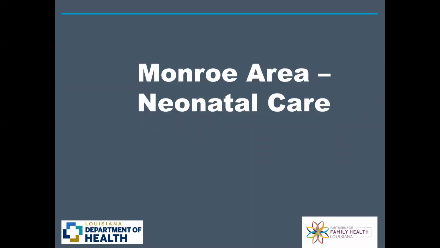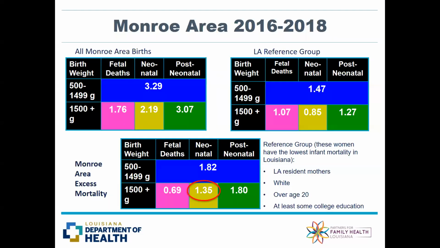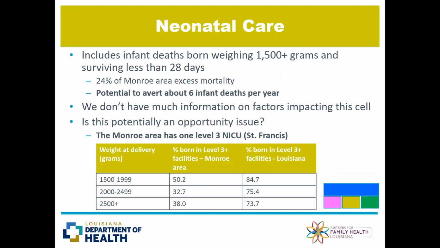Next, I looked at the neonatal care in the Monroe area. The neonatal care cell focuses on infants who are born greater than 1,500 grams and who die between 0 and 27 days after birth. The Monroe area had the highest rate of neonatal care excess mortality in the state. The neonatal care cell makes up approximately a fourth of the excess mortality in the Monroe area. If we can decrease the excess mortality in this cell, there's the potential to avert about 6 infant deaths per year.